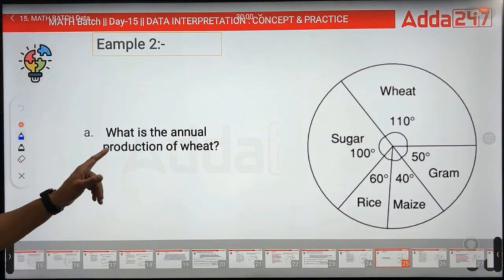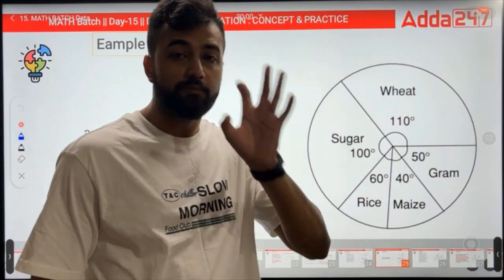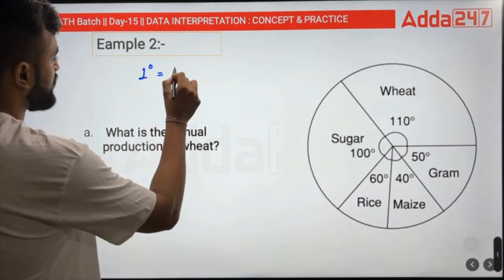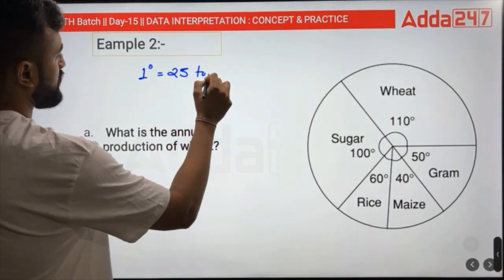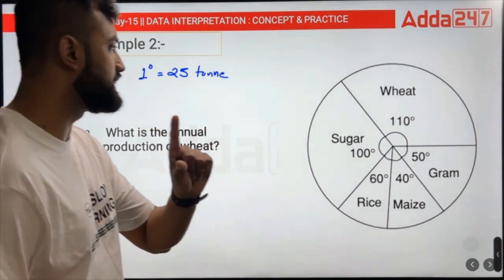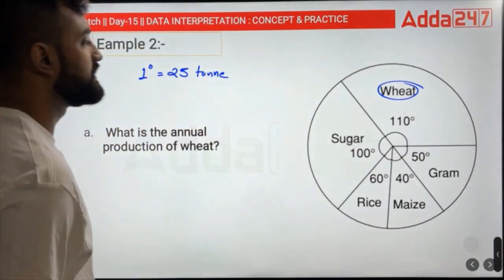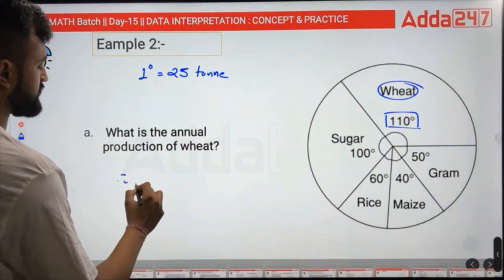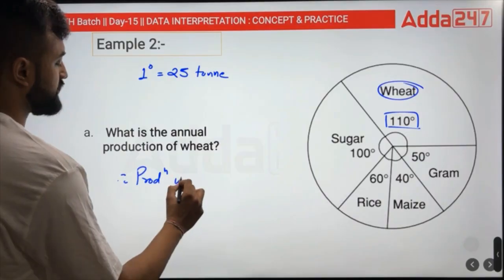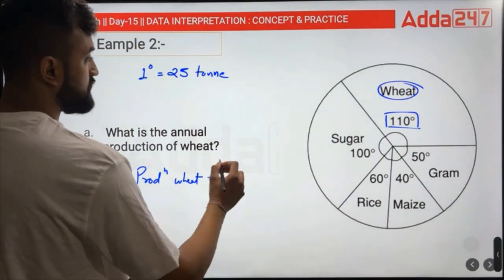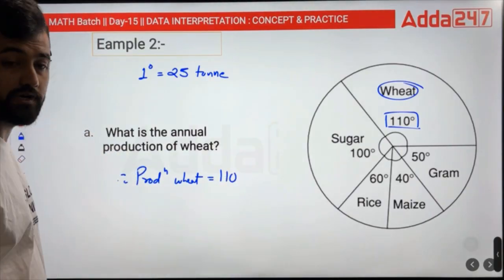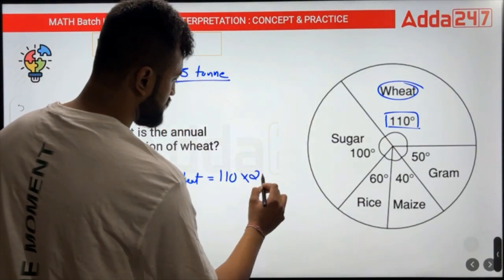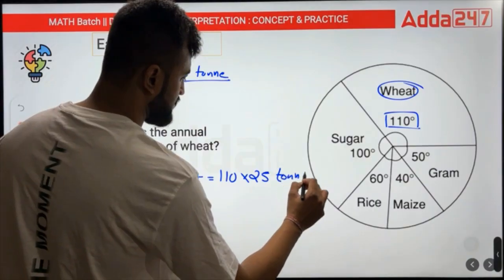What is the annual production of wheat? Now, we have to find the annual production of wheat, and we have calculated just now that, sir, 1 degree is equal to 25 tons. We have calculated, yes? You would say, yes, sir. Let's find. Wheat, where is it, sir? Wheat is here. The wheat is how much, sir? 110 degree. So therefore the production of wheat will be how much, sir? 110 degree it is, but I have to convert this into ton. So you just multiply 110 by 25. That's it. You'll get the answer.